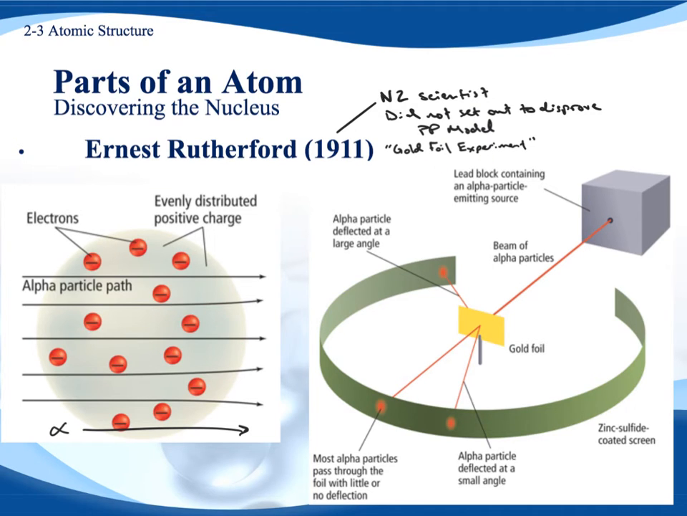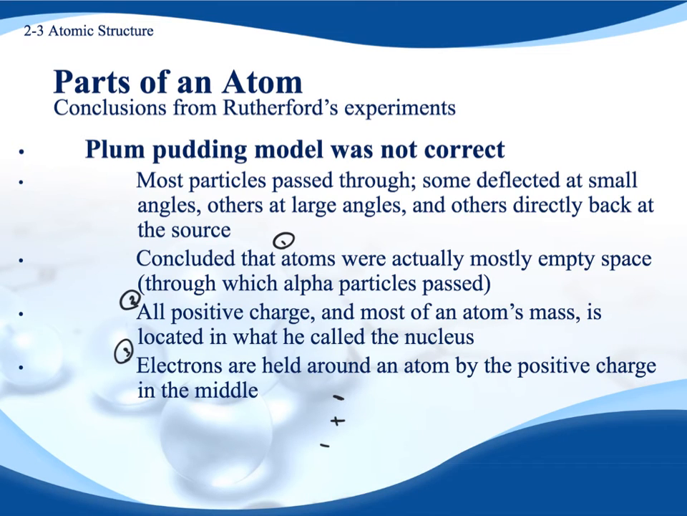So this gold foil experiment done by Ernest Rutherford is going to disprove Thompson's plum pudding model, and now Rutherford is tasked with coming up with an explanation that tells us why these alpha particles got such extreme deflections. So, plum pudding model is not correct. Most particles pass through, some deflected at small angles, others at large angles, and others directly back at the source. So the conclusions here are that atoms were actually mostly empty space.